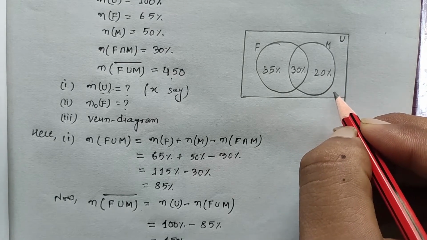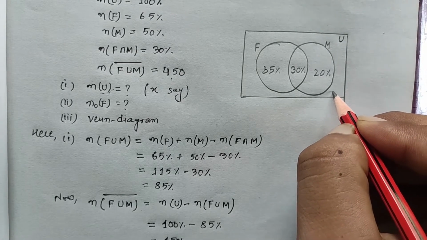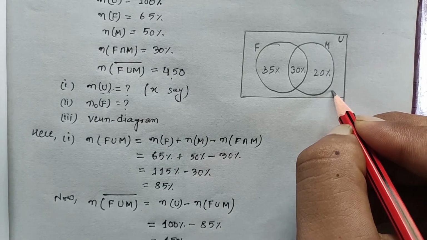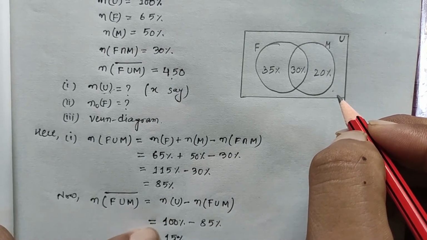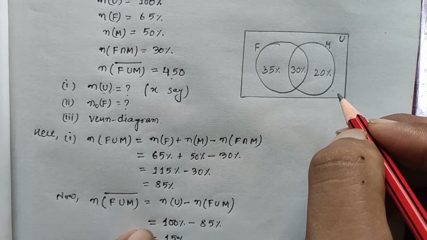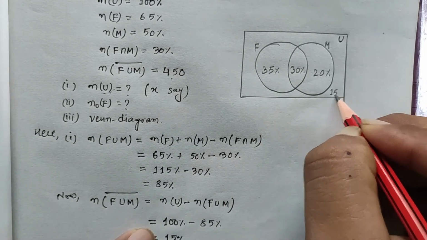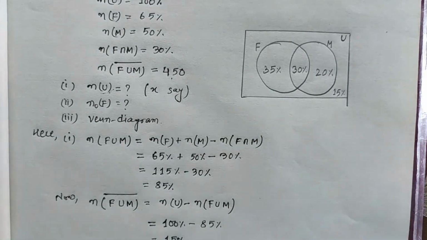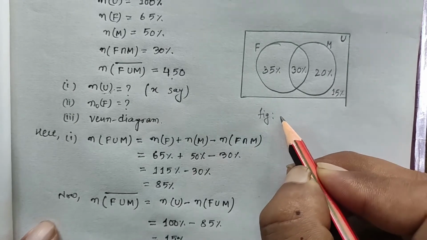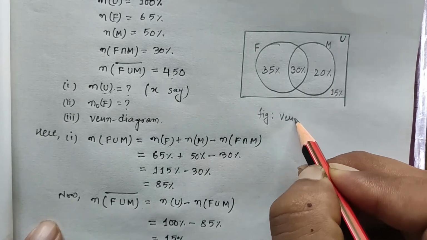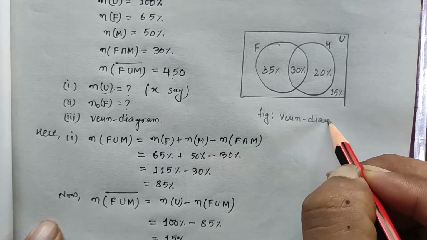And the complement part, how much? We have not found the complement part yet, so we can find it here: 15%. See, this is the complement part, it is 15%. In this way your Venn diagram is completed. So this figure here is the Venn diagram.